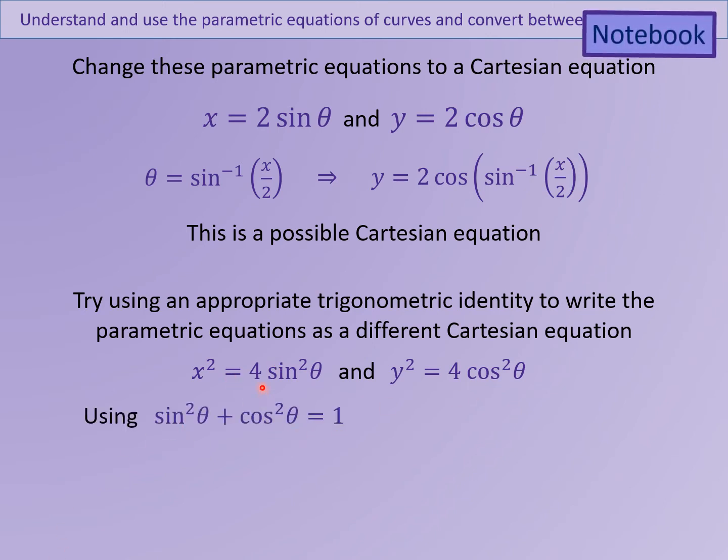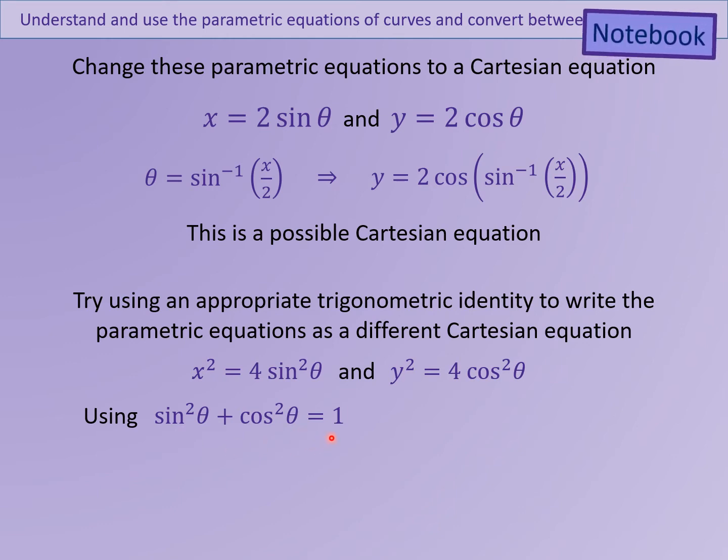There's absolutely nothing wrong with rearranging these, writing it as x squared over 4 equals sine squared theta and substituting it in, or writing it as y squared over 4 equals cos squared theta and substituting it in there. If you do that, you can then neaten this up. You'll get x squared over 4 plus y squared over 4 equals 1, and you can neaten it up by timesing by 4.